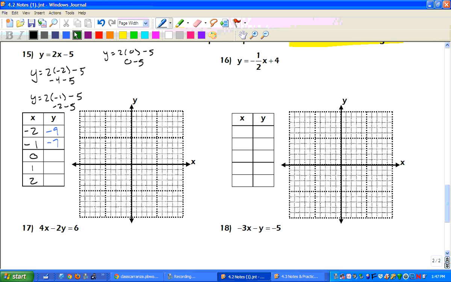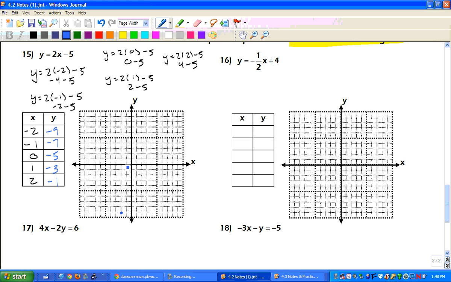Okay, 2 times 0, it's 0 minus 5, and that gives us -5. Y equals 2 times 1 minus 5, 2 minus 5, that gives us -3. And the last one, y equals 2 times 2 minus 5, which is 4 minus 5, which gives us -1. So those are all the points that we have.